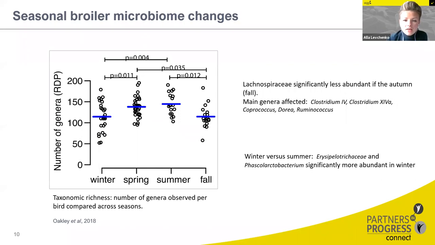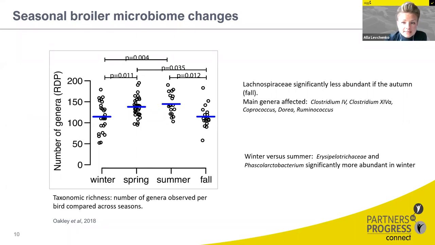So if you take autumn as an example, in the fall, Lachnospiraceae had significantly lower abundance. And the main genera that were affected were from Clostridium clusters IV and XIVa, also Coprococcus, Dorea, and Ruminococcus. If you talk about Clostridium IV and XIV groups, those are beneficial strains. They are associated with butyrate production and reduced inflammation. They help with reduction of gut permeability, and they help to improve gut health generally. So as I already mentioned, they are quite positive bacterial species.